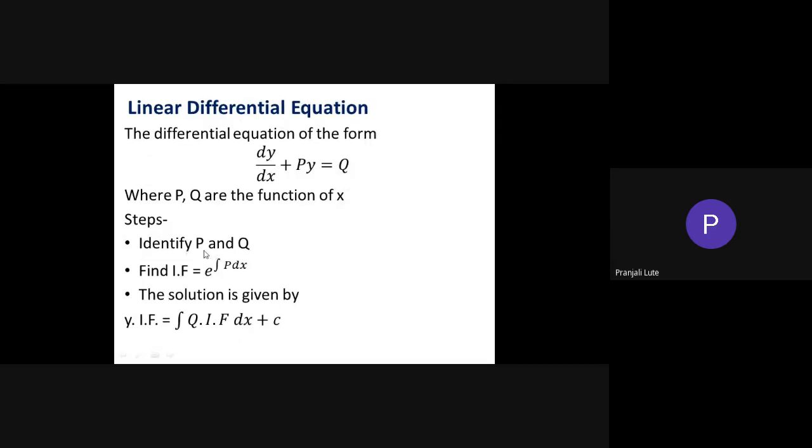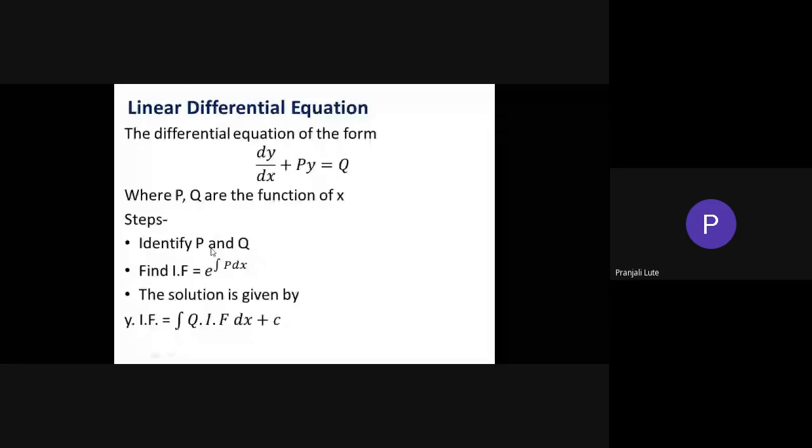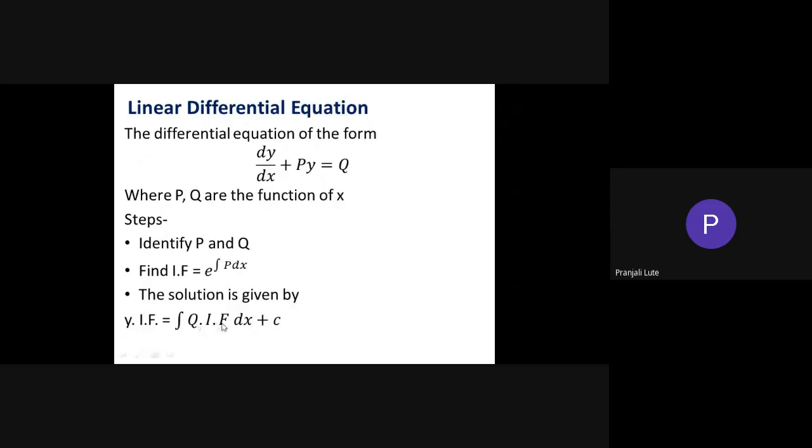So see here, there are some steps of solving this linear differential equation. First step is to identify P and Q, means you have to compare your given differential equation with this form and identify P and Q. After identifying P and Q, you have to find out the integrating factor. The formula of integrating factor is e to the power integration of P dx. The solution of that given differential equation is y into integrating factor equal to integration of Q into integrating factor into dx plus c. This is the solution of that linear differential equation.